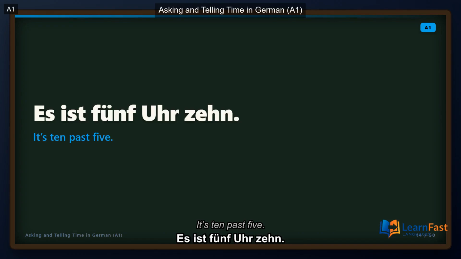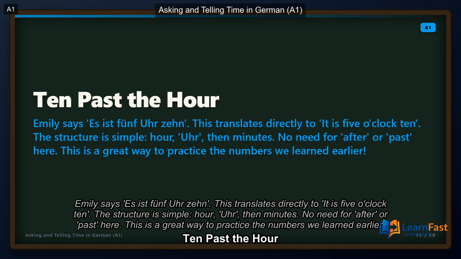Es ist fünf Uhr zehn. Emily says, Es ist fünf Uhr zehn. This translates directly to it is 5:10. The structure is simple: hour, Uhr, then minutes. No need for after or past here. This is a great way to practice the numbers we learned earlier.